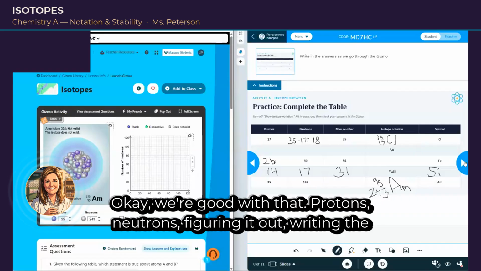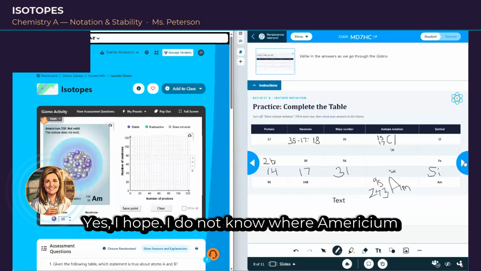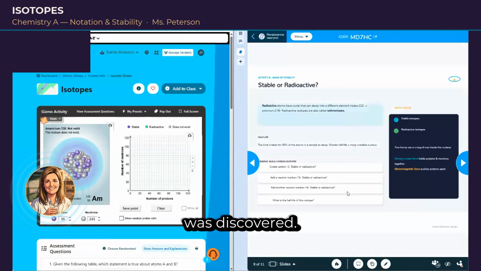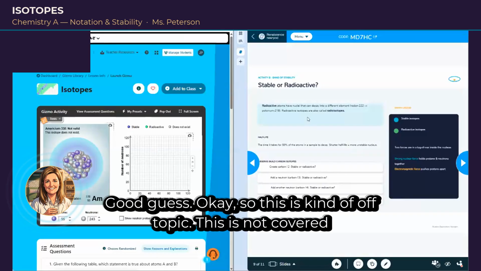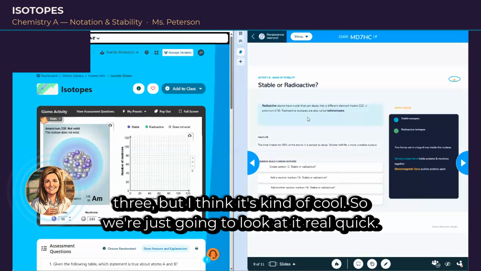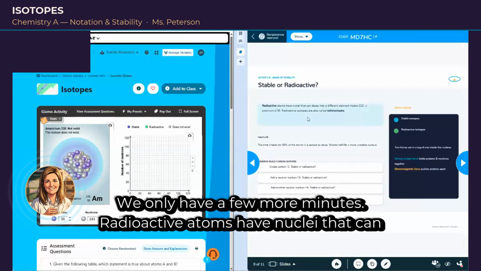Protons, neutrons, figuring it out, writing the symbols. Yes, I hope. I do not know where americium, however you say it, was discovered. America, good guess. Okay, so this is kind of off topic. This is not covered in Unit 3, but I think it's kind of cool. So we're just going to look at it real quick. We only have a few more minutes.